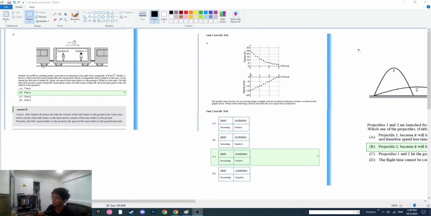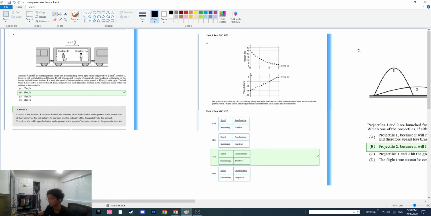Okay, so in question 6, we're asked: students A and B are standing inside a train that is accelerating to the right with a magnitude of 2 meters per second squared, and student A throws a ball to the left towards student B with a horizontal velocity of magnitude 4 meters per second. At the instant the ball leaves the first student's hand, the train is going 10 meters per second to the right, and the ball takes 0.5 seconds to reach student B. We're asked to find the horizontal speed of the ball relative to the ground before it reaches the student.